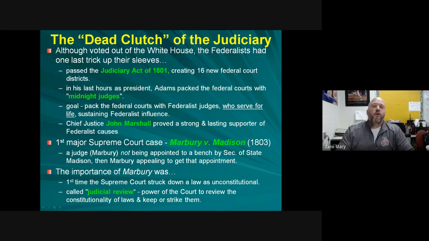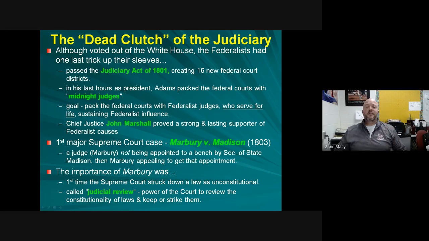The first major Supreme Court case, and this is something you do need to remember, it could show up on a test at the end of the unit. It could show up at any point later on in the year. Marbury versus Madison, 1803. This ends up being a major case because this is the first time the Supreme Court ever exercises the power of judicial review. The power of the Supreme Court to review the constitutionality of a law or of a decision and to either keep it intact or to strike it as unconstitutional.